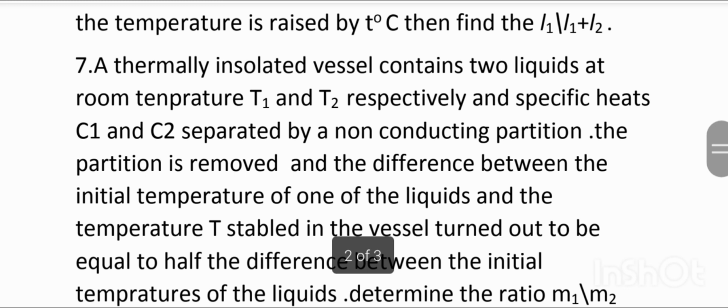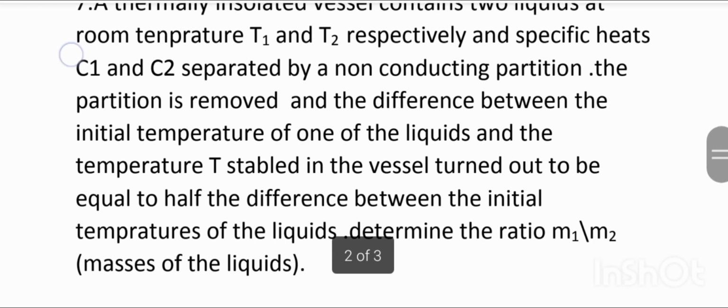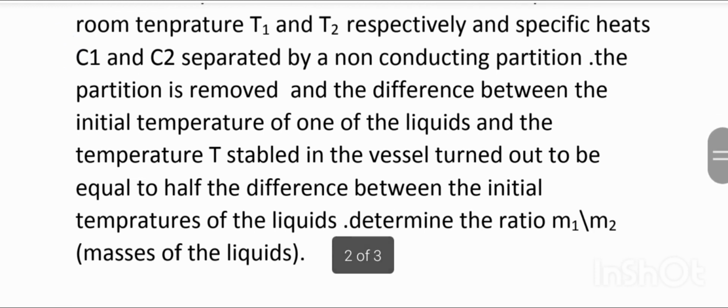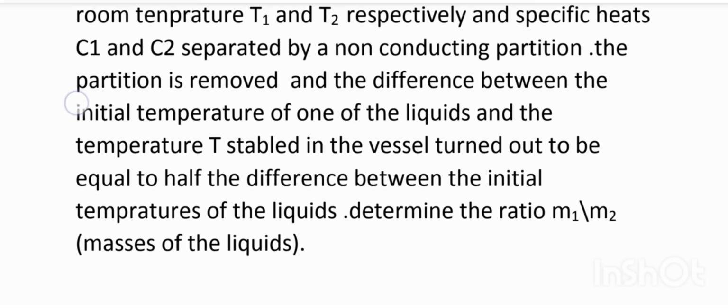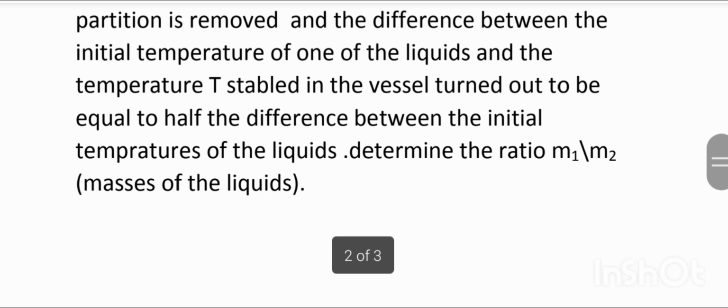And the last one, a thermally insulated vessel contains two liquids at room temperature T1 and T2 respectively, and specific heats C1 and C2 separated by a non-conducting partition. The partition is removed and the difference between the initial temperature of one of the liquids and the temperature T stabled in the vessel turned out to be equal to half the difference between the initial temperature of the liquid. Determine the ratio m1 by m2 masses of the liquids.